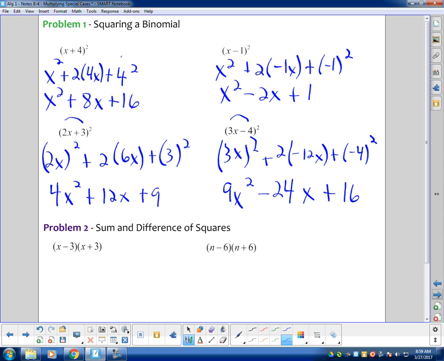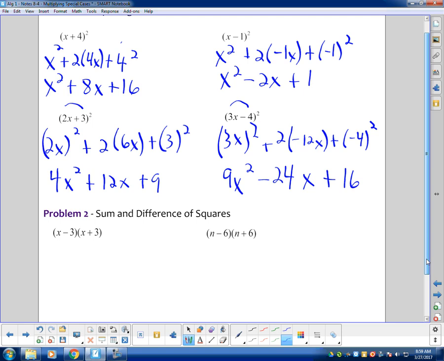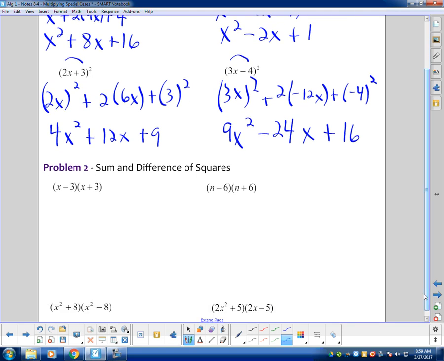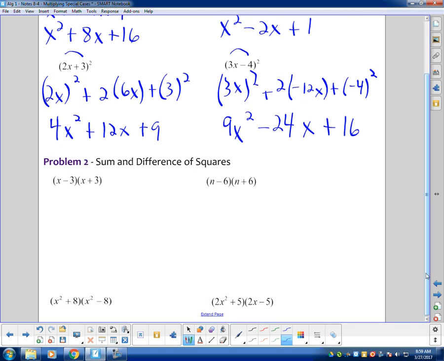All right, sum and difference of squares. Let's see here, we'll move down a little bit more. These are the ones where the middle term cancels out. If you look at the inner term, it's negative 3x. The outer term is positive 3x. Those added together equals 0. So it's just the first term, x squared, and then minus the last term squared, which is 9. X squared minus 9.